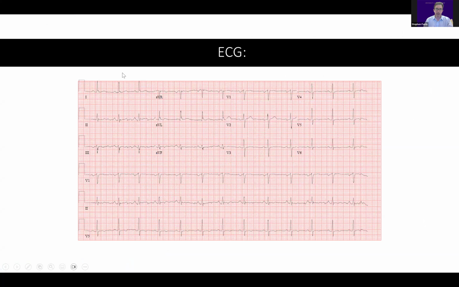Okay, here's the ECG. I'm going to pause for a minute, and see if someone is brave enough to say if they see anything abnormal.